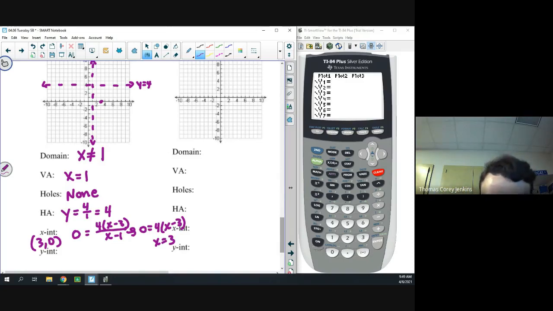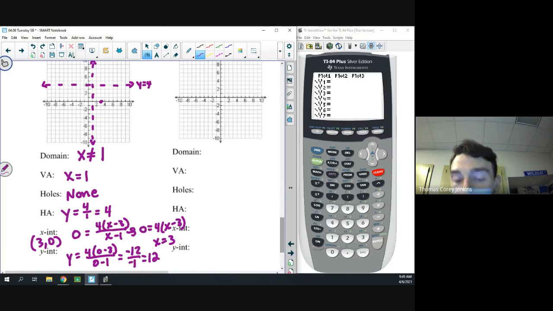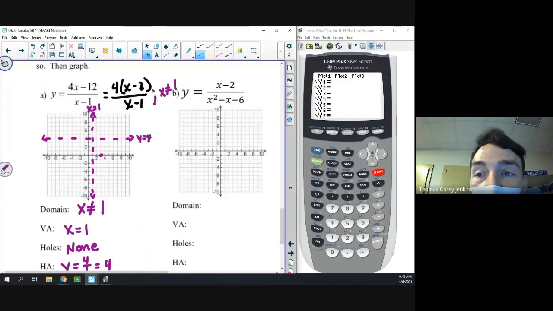So that would give me y equals (4 times 0 minus 3) over (0 minus 1), which gives me negative 12 over negative 1, which gives me 12. That one's easy because if you plug in 0 for x, you always end up with constant over constant, all right? So negative 12 over negative 1 gives me 12. So we also know algebraically that this goes through (0, 12), which is up there just off your graph.